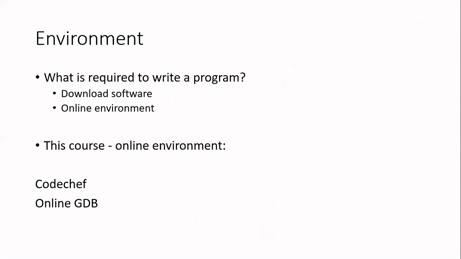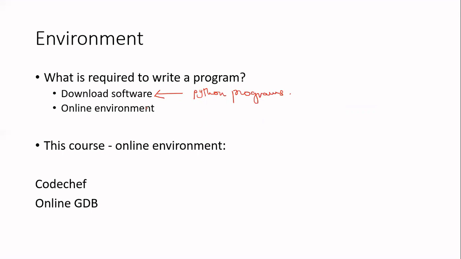Let's just talk a little about the environment that you can use in order to write your Python programs. So what do we require in order to write our programs? Well, the first way is we could just download software that allows us to write Python programs. There are many different types of software that you could use. You could download them, install them on your computer, and then you could type your programs on your computer and you can execute them.